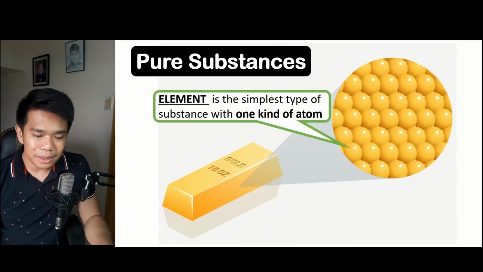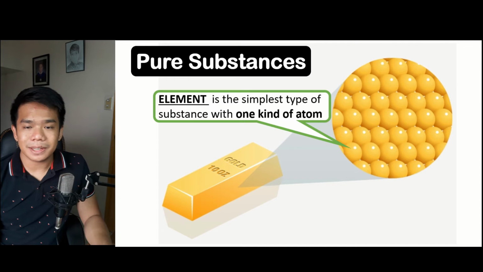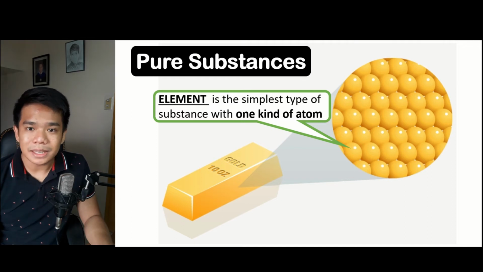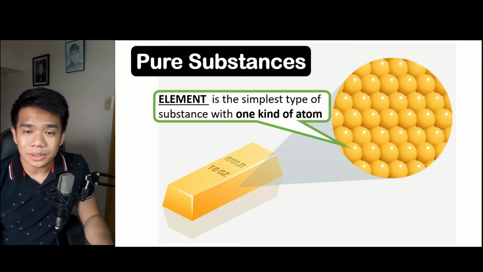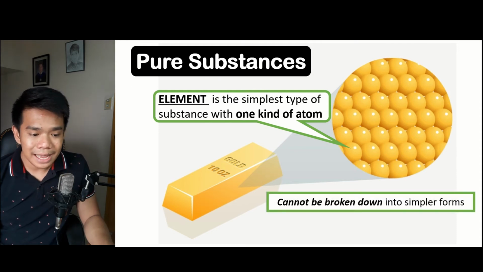Now, let us first try to explore what are pure substances, starting with elements. Now, in terms of elements, it is considered as the simplest type of substance with only one kind of atom, simply because each element has its own distinct number of protons. Now, the number of protons for each element is represented by its atomic number. So, take note as well that elements cannot be broken down into simpler forms.